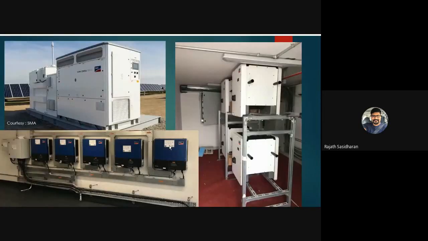These are some of the photos. The bigger ones are Sunny Central. It is an SMA product. It is, if I remember correctly, a 2.2 megawatt central inverter. Below, you will find these blue ones. These are 20 kilowatt inverters. The white ones, these are 50 kilowatt inverters. So basically, you get a wide range of inverters. It all depends on how much space you have on your roof, and accordingly you can consider how many panels you can put. Then you can understand what size of inverter you need to choose.